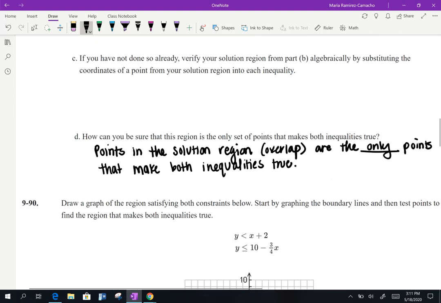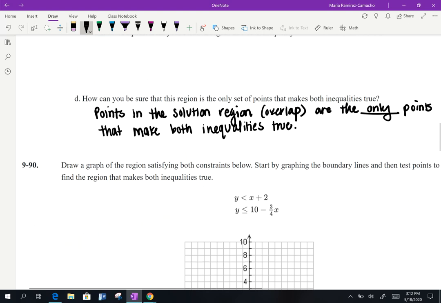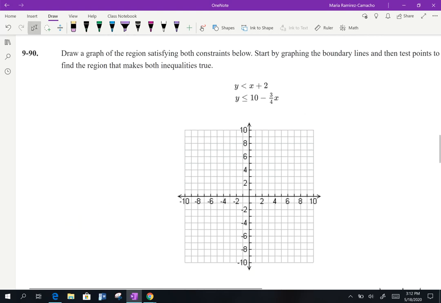Okay, so let's practice here in 9-90. Draw a graph of the region satisfying both constraints below. Start by graphing the boundary lines and then test points to find the region that makes both inequalities true. So we're going to graph both of these inequalities on the same set of axes. Let's start with this first one. Y is less than x plus 2.